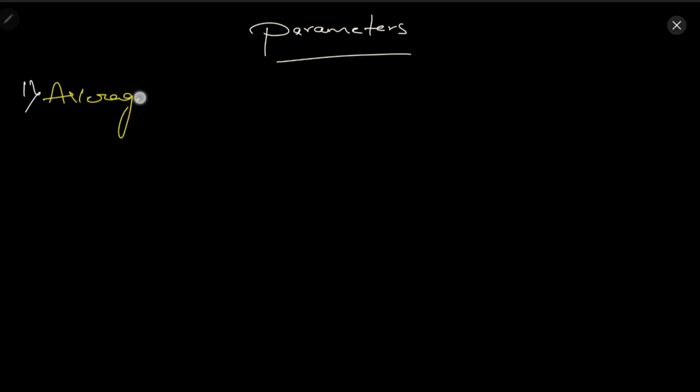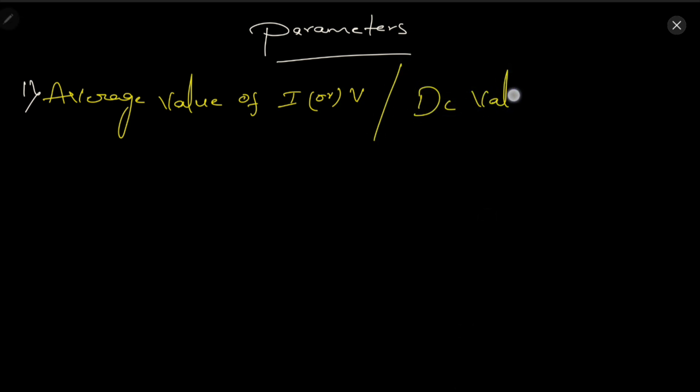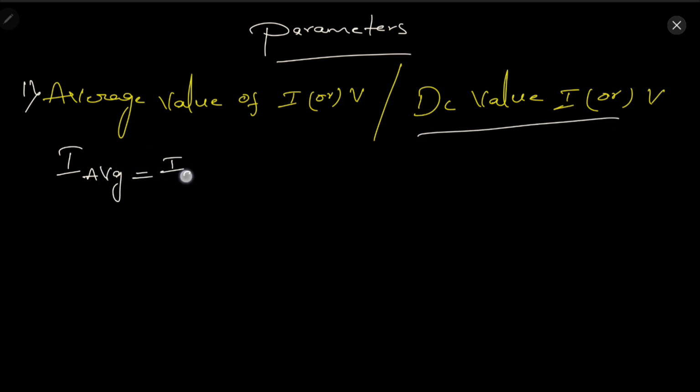The average value of current or voltage is also called the DC value. To find the average value of the current or voltage, we have a formula: I AVG, meaning average, which is also called the DC value, so it is equal to IDC.